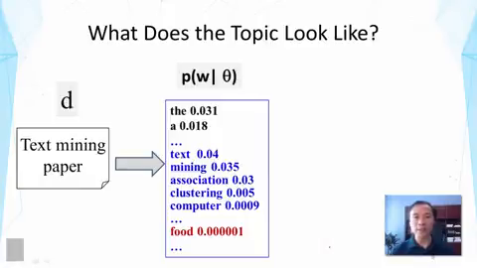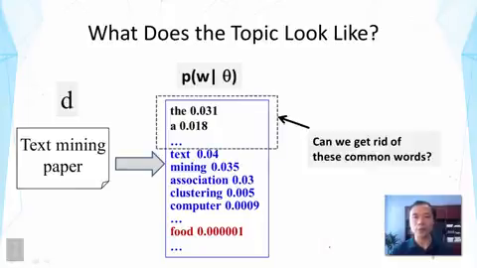As a topic representation, you will see this is not ideal, right? Because the high probability words are functional words, they are not really characterizing the topic. So one question is, how can we get rid of such common words? Now, this is the topic of the next lecture. We're going to talk about how to use probabilistic models to somehow get rid of these common words.